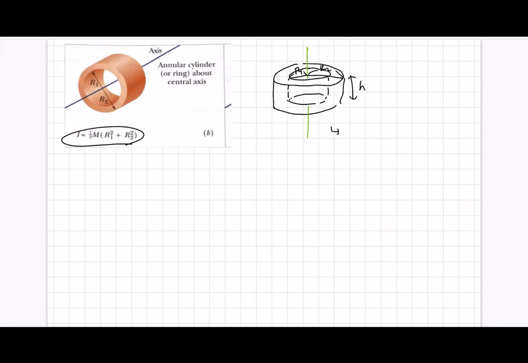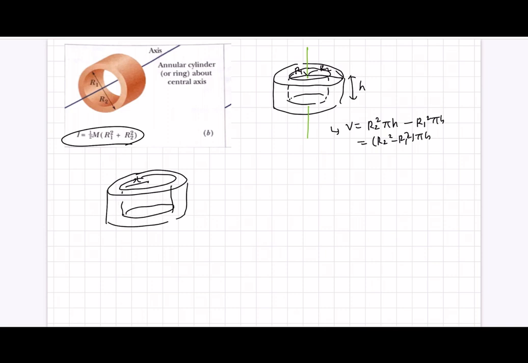In this case, we can say that the volume of this solid would be equal to the bigger radius squared times pi h minus r1 squared pi h, so it will be the same as this when it is simplified. Okay, having that set, we're going to divide this annular cylinder into thin concentric rings that will look like this. We'll say that this is x, the thickness over here would be dx, and this would be h.